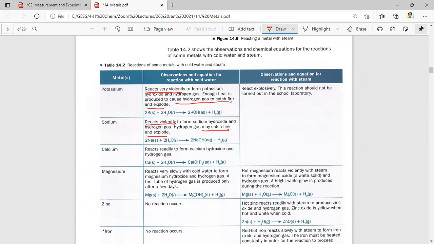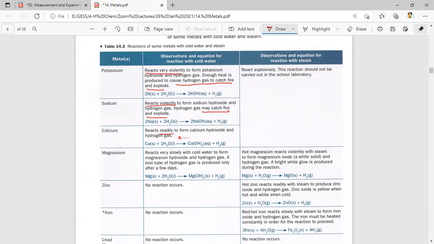Okay. Next one, calcium. Oh, the phrasing changed again. Instead of violently, now they change it to readily. Okay, and what do you realize? There's nothing about hydrogen catching on fire now. So the heat produced is not enough to let the hydrogen gas catch fire.